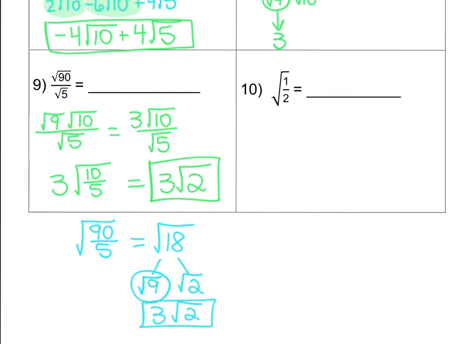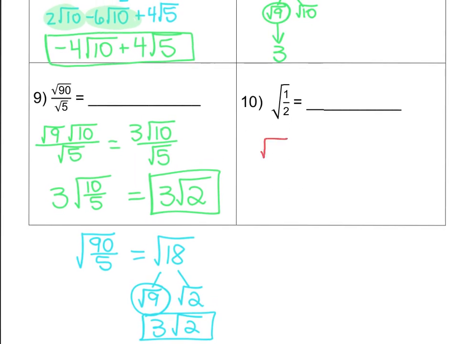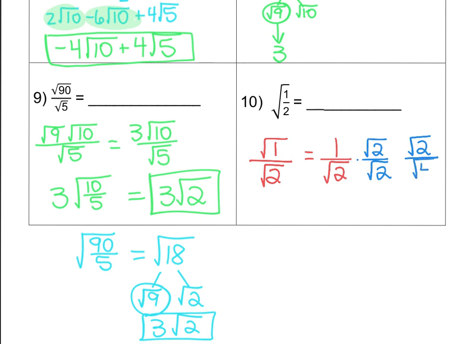All right, for our last one, I can't do anything with 1/2 in the radical, so I'm going to separate them out. I do know that the square root of 1 is a perfect square of 1. I can't do anything with the 2, but I also can't leave it this way because remember, we can't have radicals in the denominator. So I'm going to multiply both the numerator and the denominator by the square root of 2. So 1 times the square root of 2 is the square root of 2. The square root of 2 times the square root of 2 is the square root of 4.